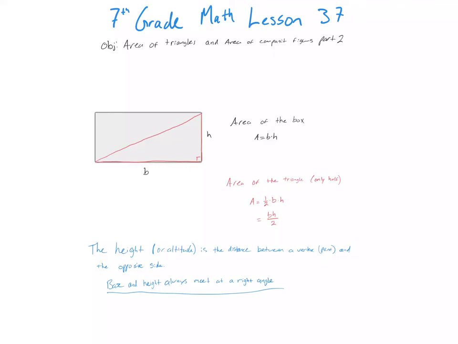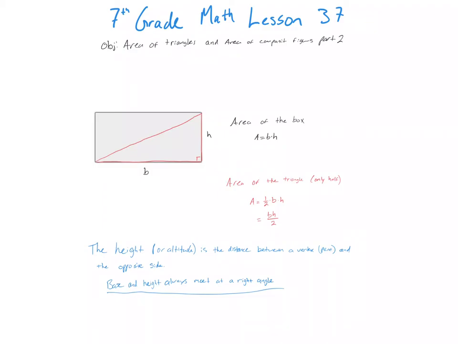This is lesson 37. Our objective is how to find the area of a triangle and also working with area of complex figures or composite figures, part 2. We've worked with some composite figures before. Remember, composite figures is just where you combine them together, where there's a couple different shapes smashed together.